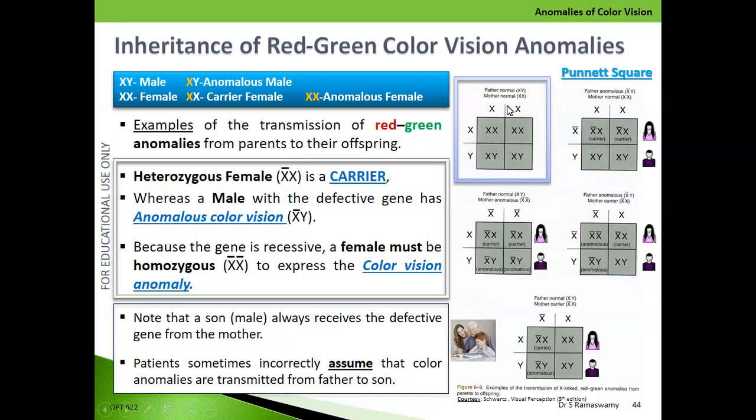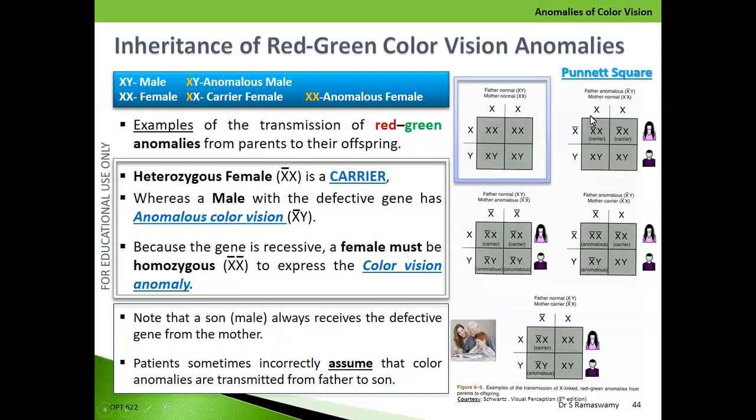Remember, the mother gives the X gene to the offspring, and the dad contributes either the X or the Y gene. If the dad contributes the X gene, it becomes the daughter. If the dad contributes the Y gene, then it becomes the son. So generally speaking, whether the defective or anomalous chromosome comes from the dad or mom to their offspring decides whether they happen to be anomalous color vision or the carriers. So generally the daughters act as carriers and the sons usually have anomalous color vision.